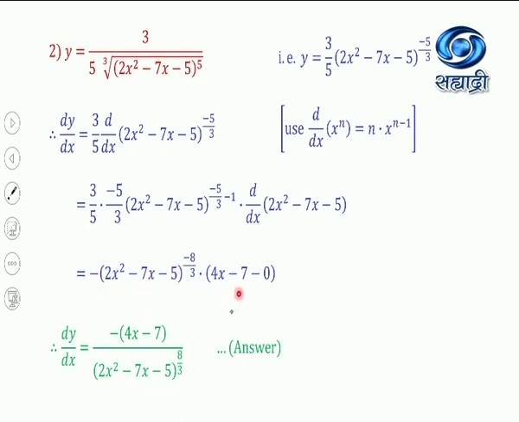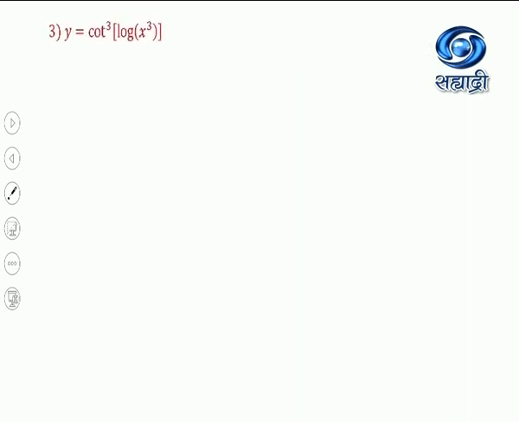Minus 4x minus 7. Now take this term in denominator. This power becomes positive. So we get the derivative of the given function. Now this is our given function and its derivative is given by this step. Now this is our final answer. Now let us see example number 3.